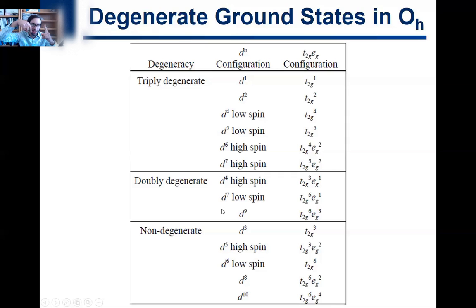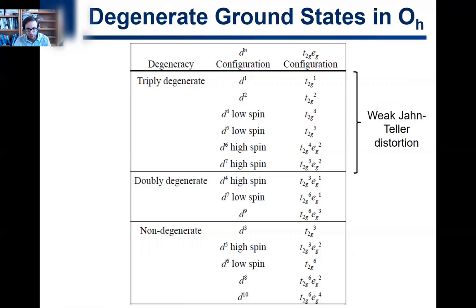If you have one spin up, one spin down, it's not maximizing spin according to Hund's rule, so that's not a ground state. Some of these will be doubly degenerate: d4 high spin, d7 low spin, d9. Those tend to have unpaired electrons in the eg orbitals, okay? And so that's how this all works.